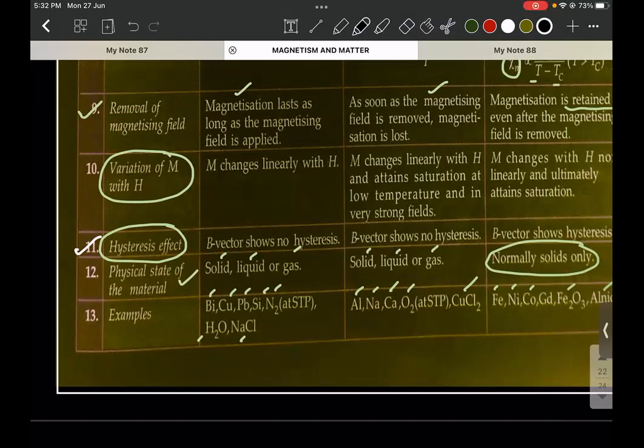Hysteresis is a very complicated name, but if you see the basic meaning of it, it means lagging. One is lagging behind the other. So the simplest meaning of hysteresis is lagging. Okay.